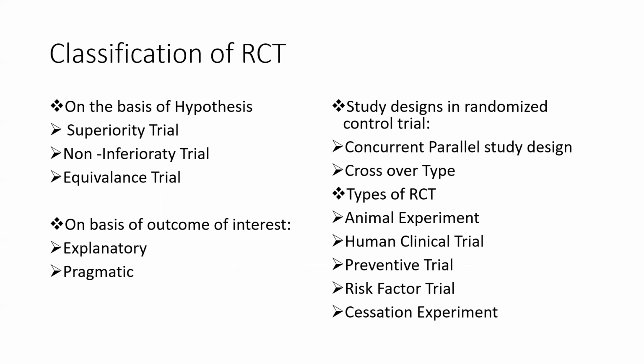On the basis of hypothesis, it is a superiority trial, non-inferiority trial, and the equivalence trial. On the basis of outcome of interest, it is explanatory and pragmatic. Study designs in the randomized control trial are concurrent parallel study design and crossover type. Types of RCT: animal experiment, human clinical trial, preventive trial, risk factor trial, and cessation experiment.